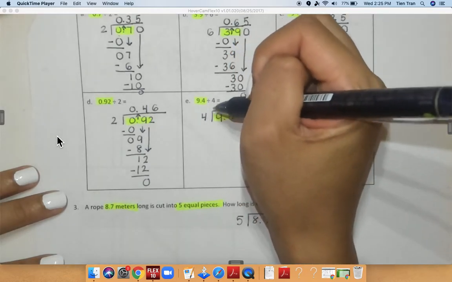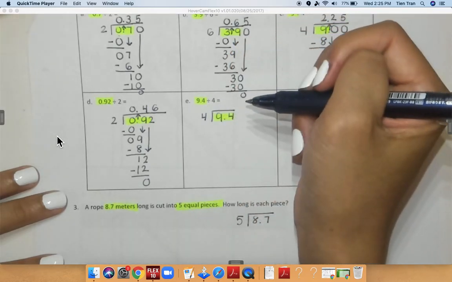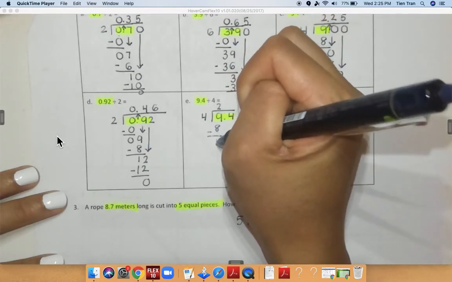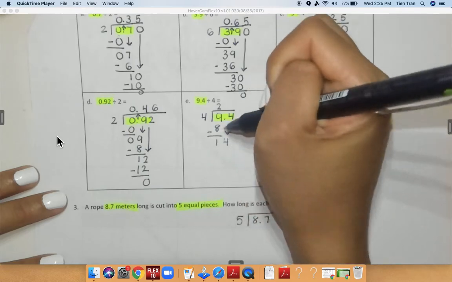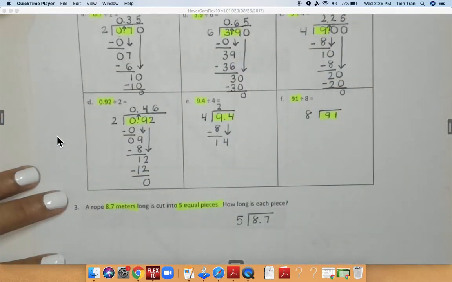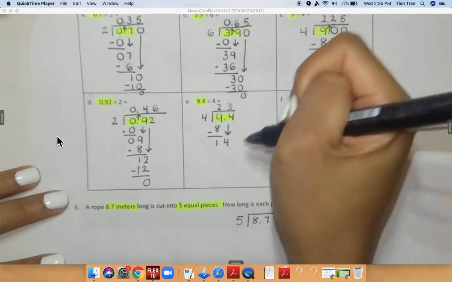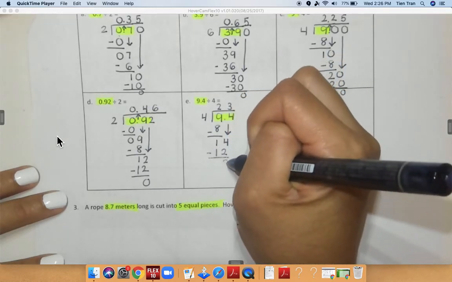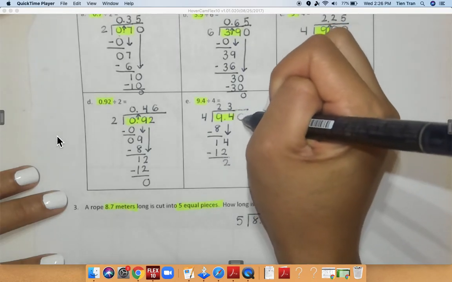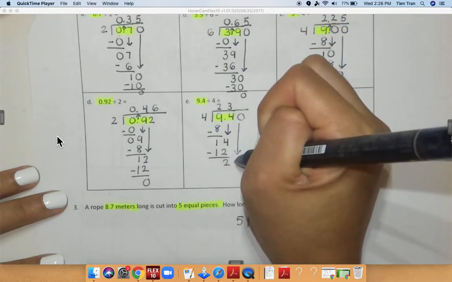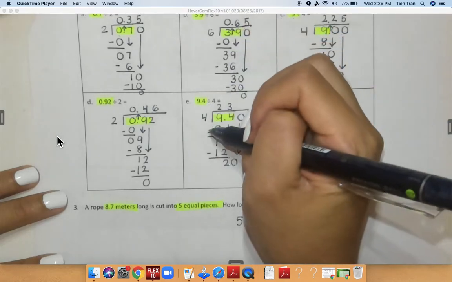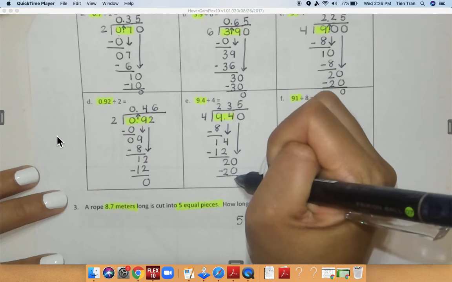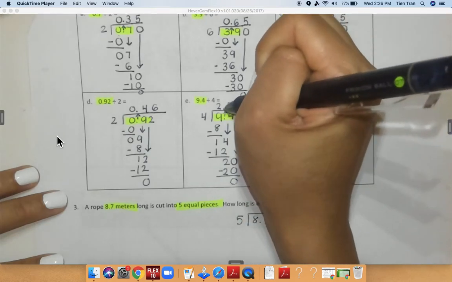Now my next problem. How many times can 4 go into 9? 4 times 2 is equal to 8. 9 minus 8 is equal to 1. Bring down my 4. 4 can go into 14 3 times. 4 times 3 is equal to 12. Subtract. 4 minus 2 is equal to 2. You're going to add a 0 because your remainder is not 0, it's 2. 4 can go into 20 5 times. 20 minus 20 is equal to 0. Do not forget to bring your decimal up.